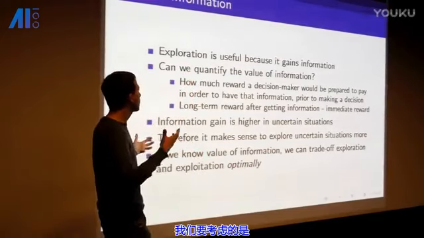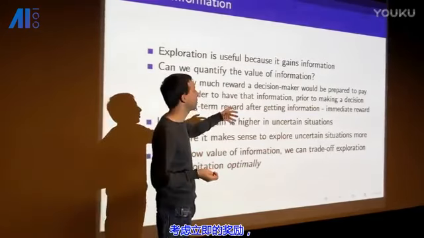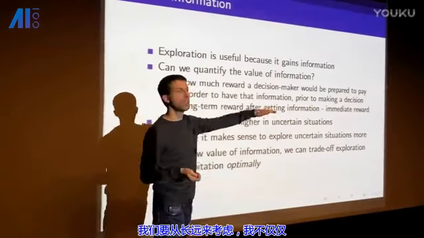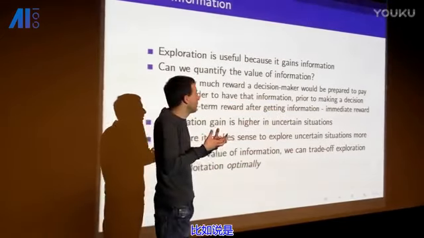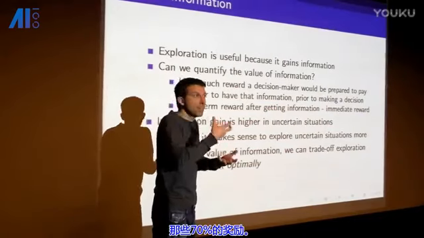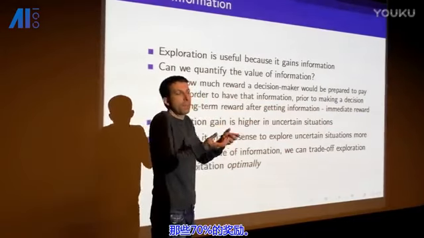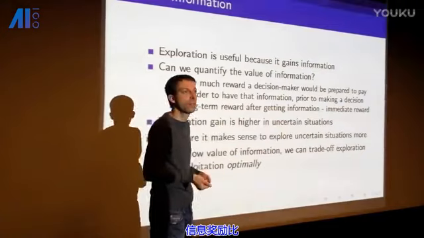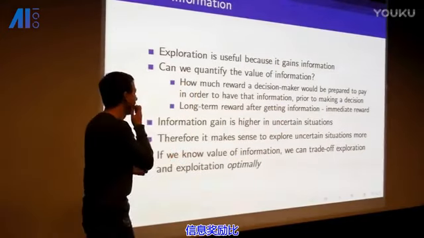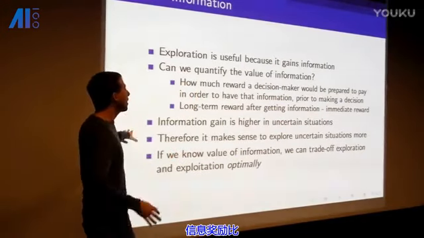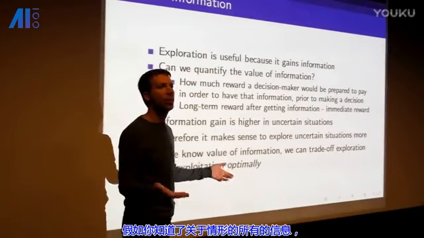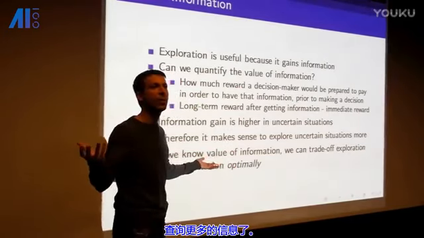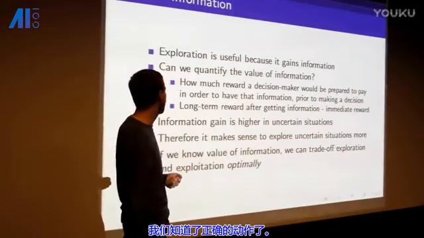So we can think of this as the long-term reward after getting information, take away the immediate reward. So the difference between how much we have gained by having this piece of information compared to just the immediate gain of getting the £70 or whatever from taking this action. Information gain is higher in uncertain situations. If you know everything about a situation, there's nothing to be gained by acquiring more information. We already know exactly the right thing to do there.